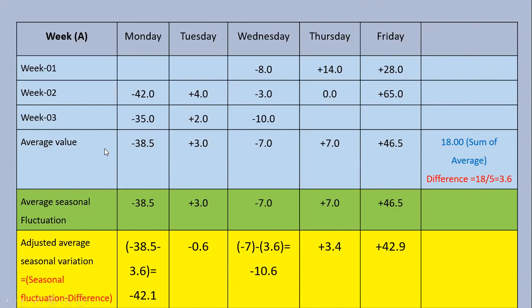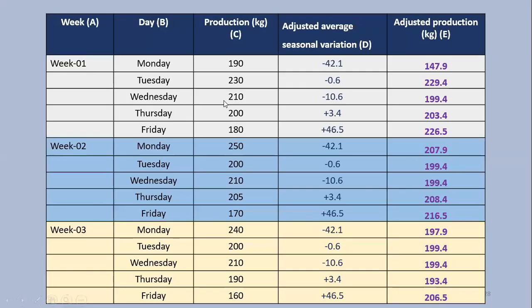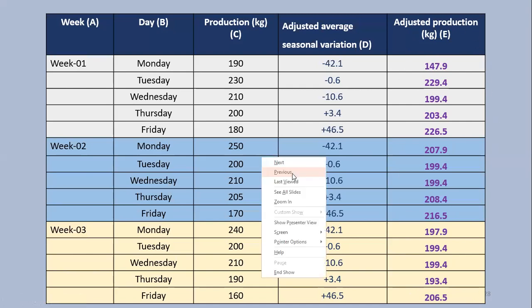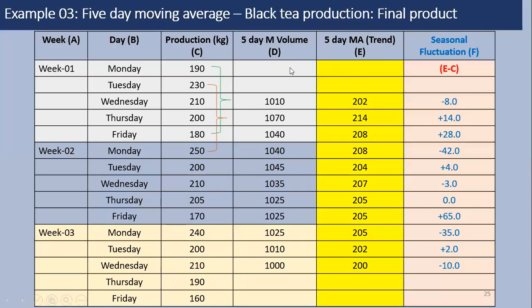You don't need to memorize this table; you just need to remember the terms: how to get the average seasonal fluctuation and how to get the adjusted average seasonal variation. So the adjusted average seasonal variation means we can then predict the values that should be there. In this table, you can't see the values for these two columns and here also. When we consider the moving average, you can't see the data here.